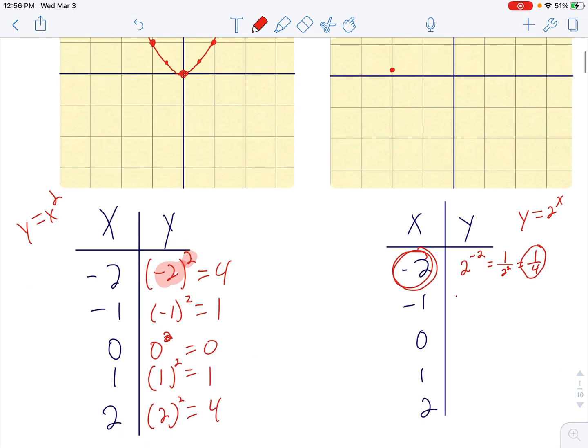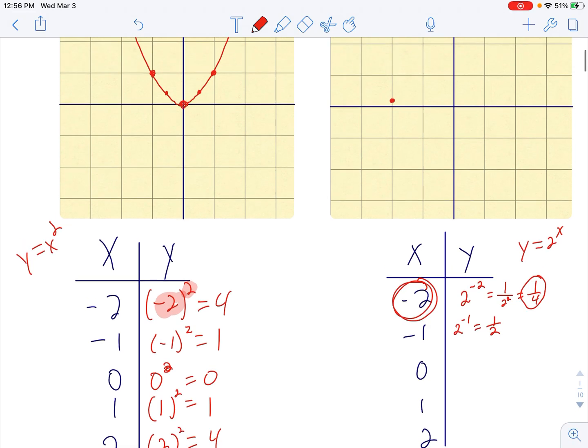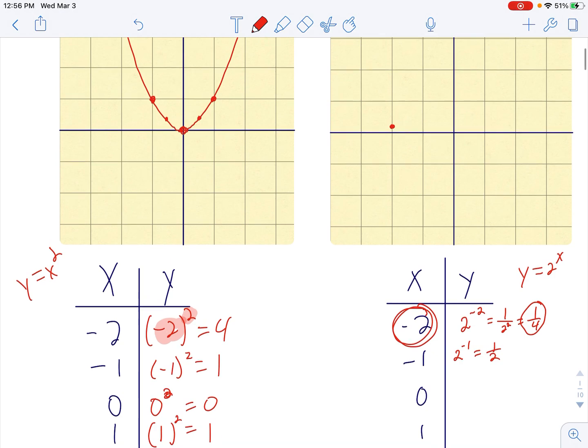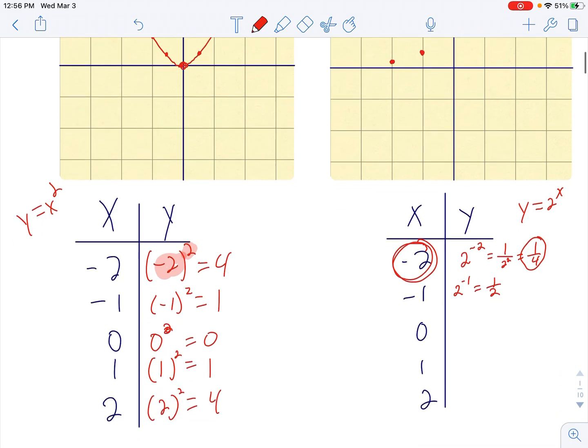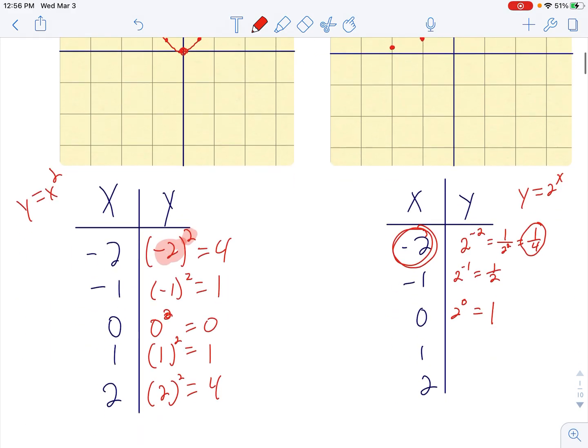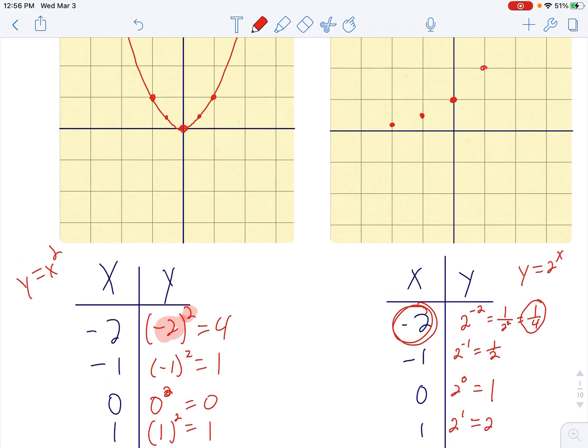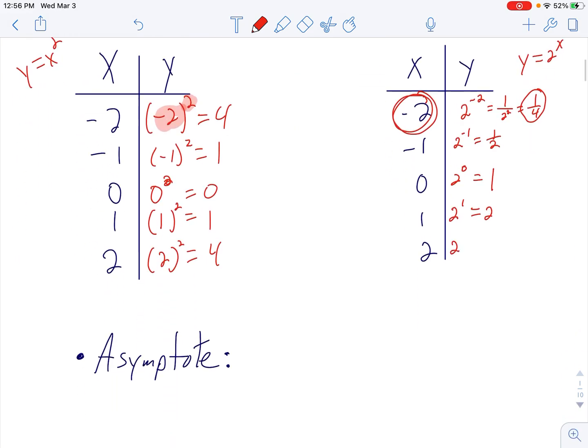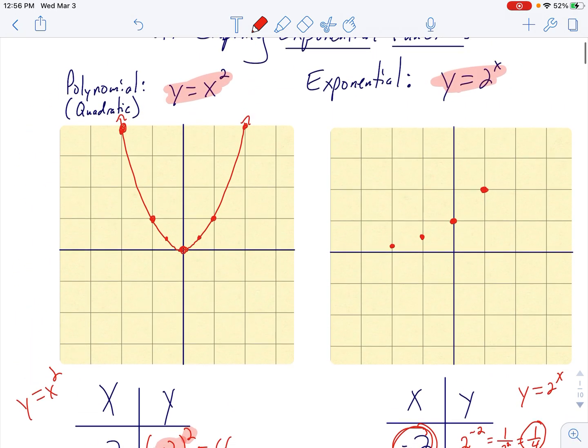Let's plug in a -1. That's 2 to the -1 power, which becomes 1 over 2. Remember, negative powers reciprocate. So -1, 1/2 is back 1, up 1/2. That's right here. If I plug in 0, I get 2 to the 0 power. And hopefully you recall anything to the 0 power is always 1. So 0, 1 is right there. If I plug in a 1, that's 2 to the first power. 2 to the first power is just 2, so over 1, up 2. If I plug in 2, 2 to the second power is 4, so over 2, up 4.